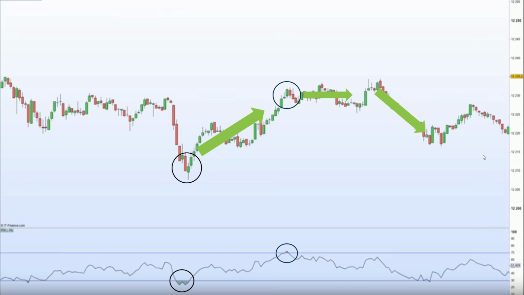I think the RSI gives us a good probability of a change of trend. I think I explained it well.